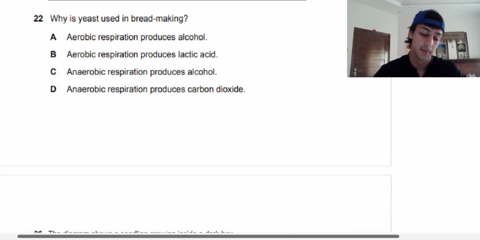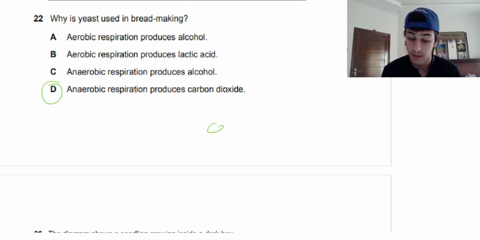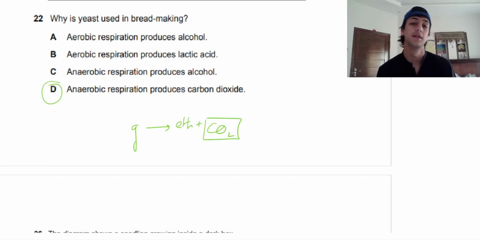Why is yeast used in bread making? Simple concept: anaerobic respiration of yeast produces carbon dioxide. The glucose breaks down to form ethanol plus carbon dioxide. This carbon dioxide is going to get released and it will cause the dough to rise.